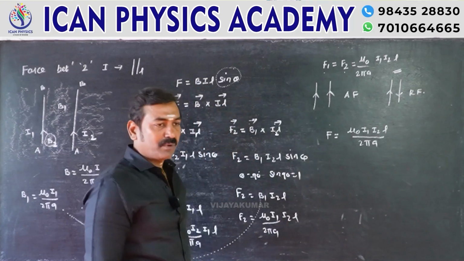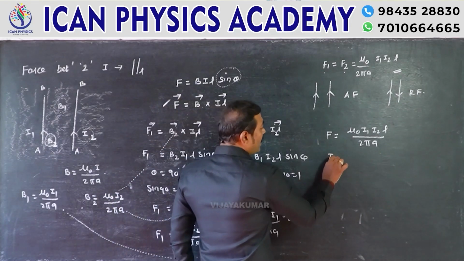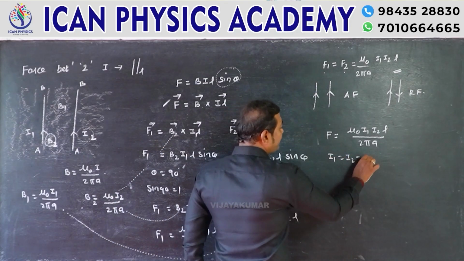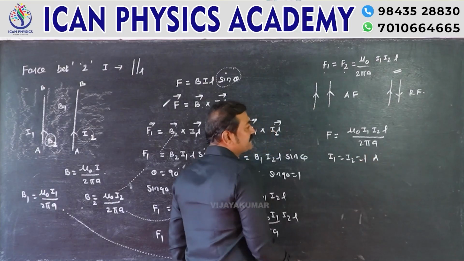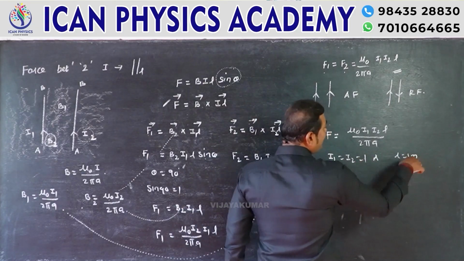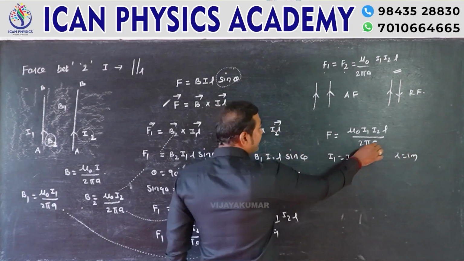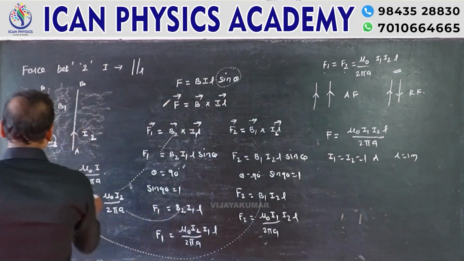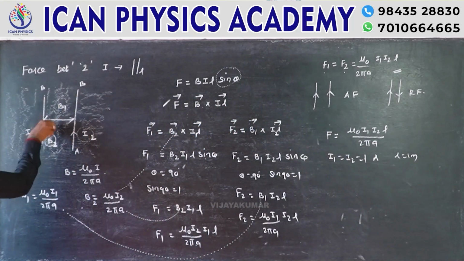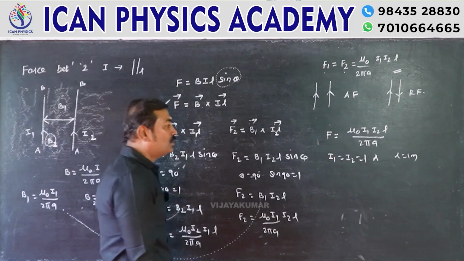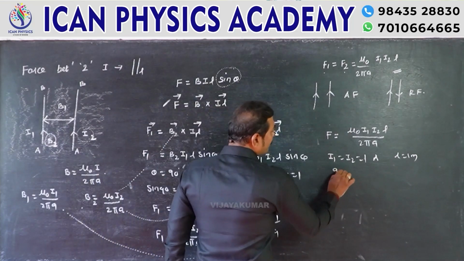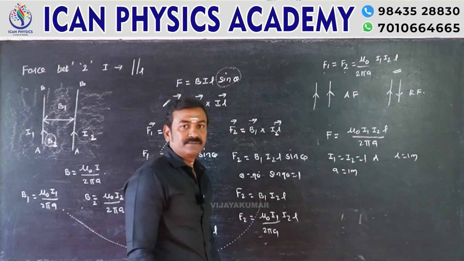Now we are going to give a condition. What is the condition? I1 equal to I2 equal to 1 ampere. Then L equal to 1 meter. And what is A? A is the separation between the two current carrying conductors. So A equal to 1 meter.